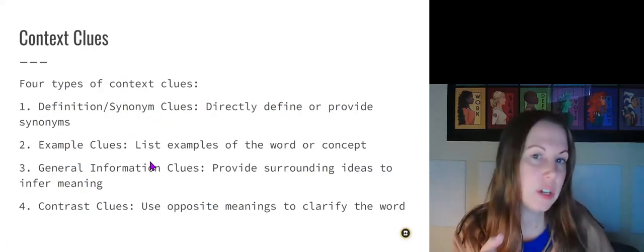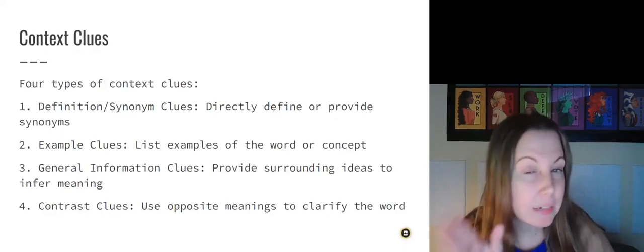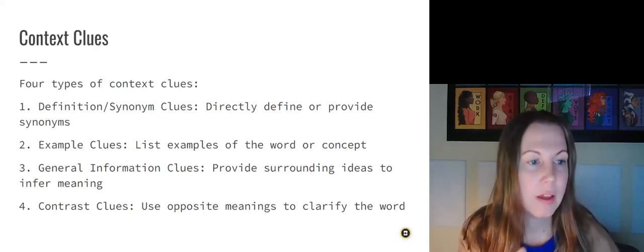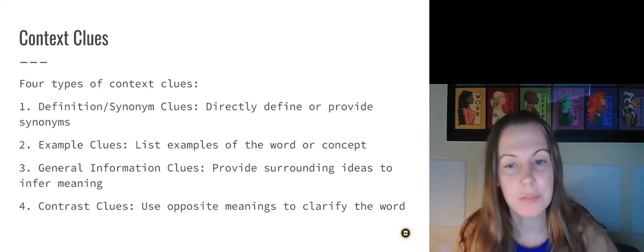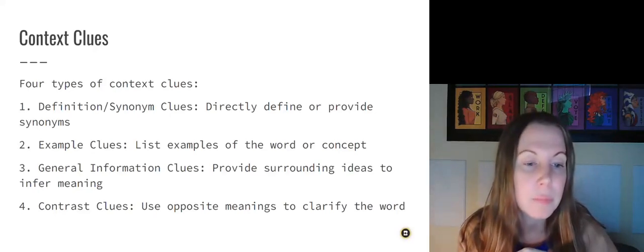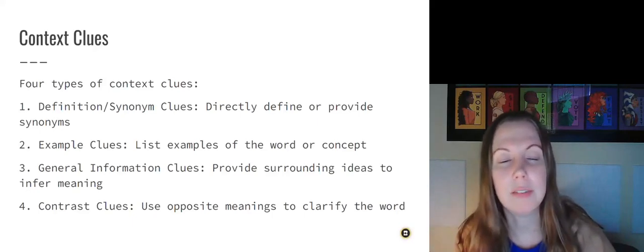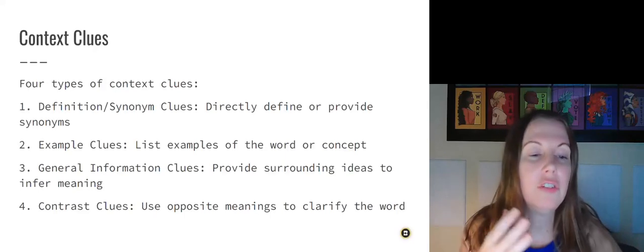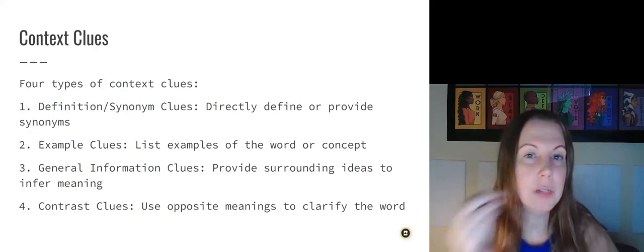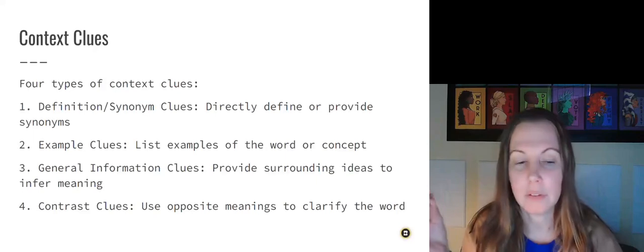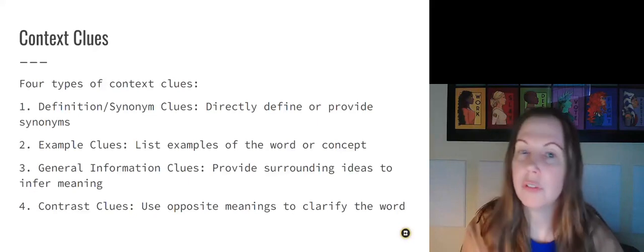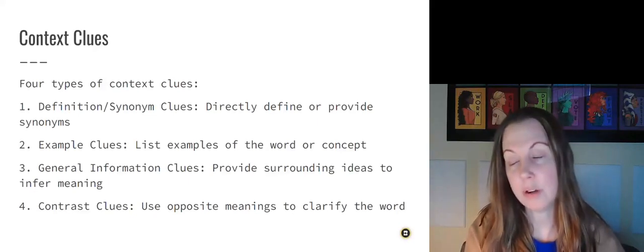Okay. Another way you can figure out the definition of a word, maybe not the dictionary definition, but the working knowledge of it, is through context clues. Obviously, a straight definition tells you exactly what it is. Example clues list examples of a word. General information clues are words that surround it that lead you to believe the word means X, Y, Z. And contrast clues use transitional words that contrast with another idea.